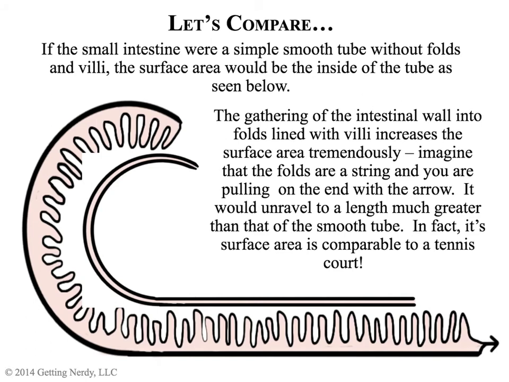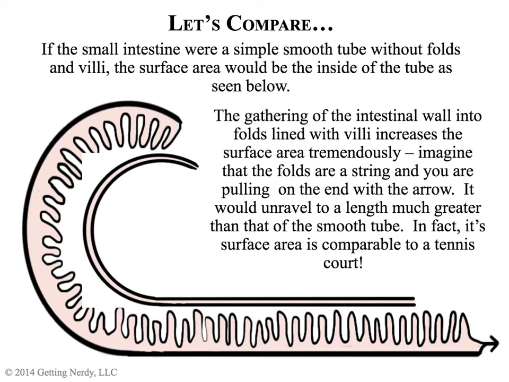Okay, if the small intestines were a simple smooth tube without folds and villi, the surface area would be the inside of the tube as seen below. This smooth one right here. The gathering of the intestinal wall into folds lined with villi increases the surface area tremendously. Imagine that the folds are a string and you are pulling on the end with the arrow. Right here, see this arrow?